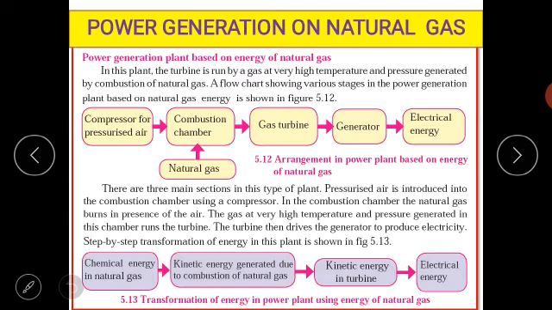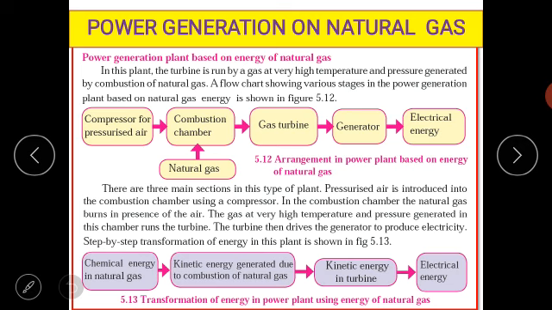Next, we are going to study power generation using natural gas. Here we are using natural gas for the generation of electricity. The common way of working is the same; the only change is the fuel that we are using.